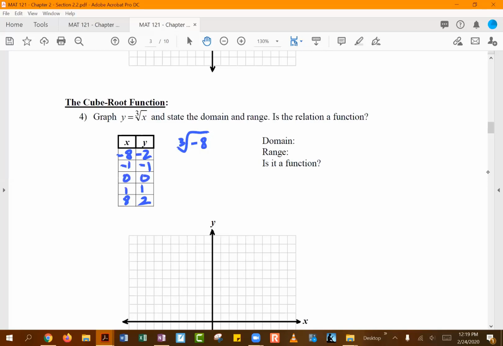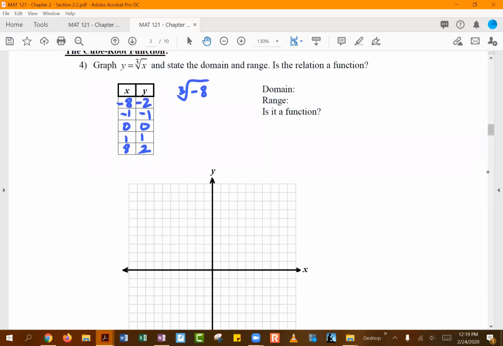And again, remember guys, if you're not comfortable, plug these numbers into your calculator and you'll still get the answers. Just don't use any x value which gives you a fraction or a decimal, because those become hard to graph. So let's see, we still have 0, 0. I've got positive 1, positive 1, positive 8, positive 2, negative 1, negative 1, negative 8, negative 2.